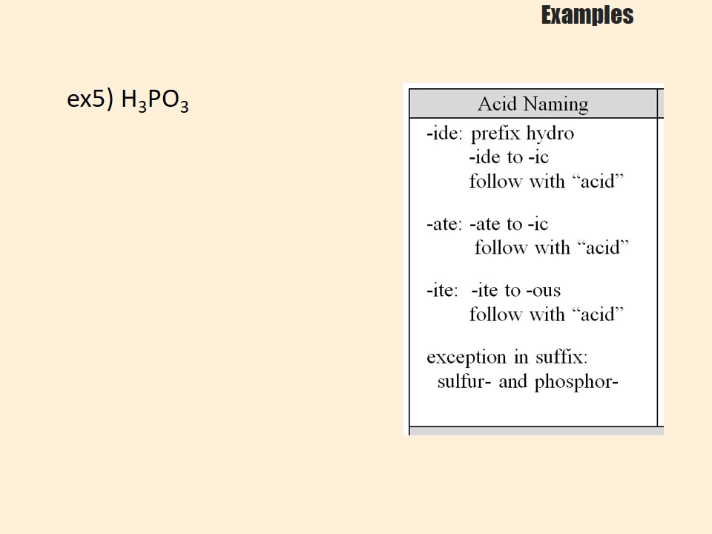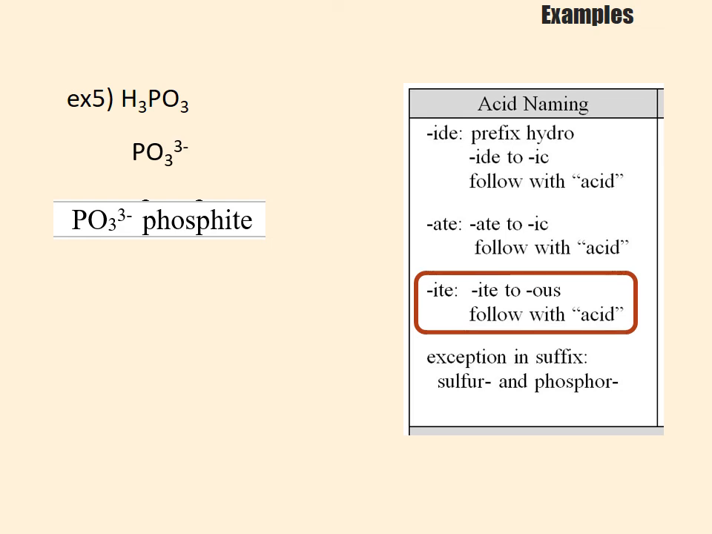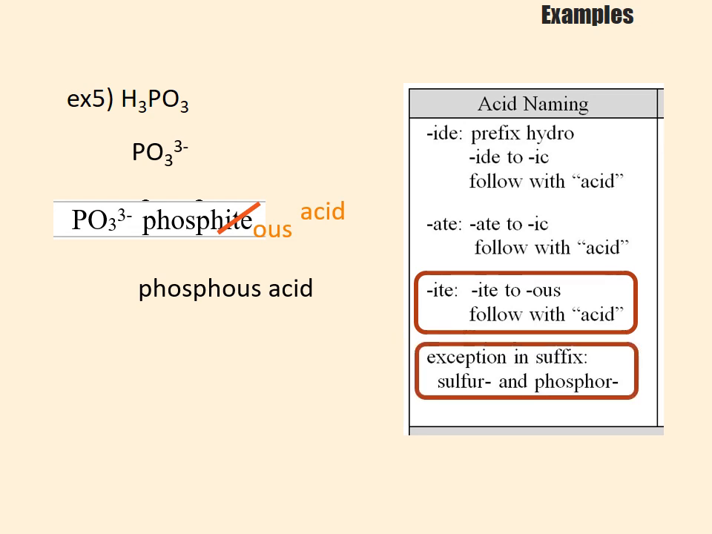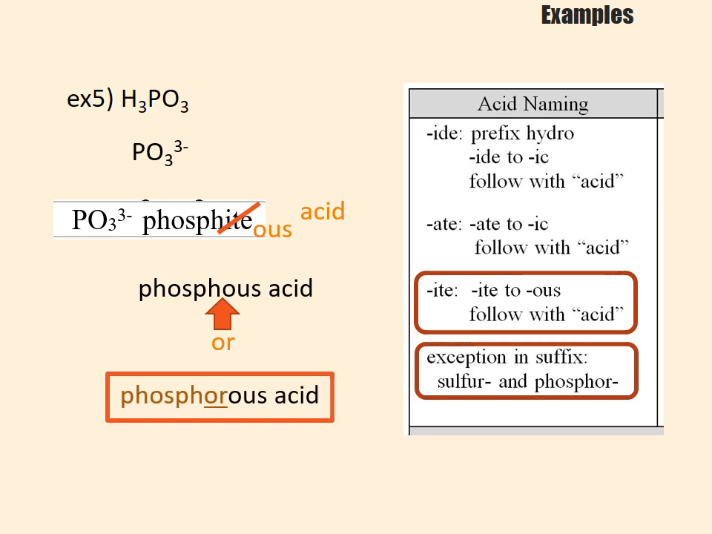Example 5, H3PO3. I have three hydrogens, so that means the PO3 has a 3- charge. When I look it up on my negative ions list, I find that it is called phosphite. Since I have an ite ending, I change ite to us and follow with acid. And that gives us phosphus acid. Oh, that again doesn't sound right. Oh, the exception in suffix. So I have to have an or added right after the phosph. And that gives me then phosphorus acid. Phosphorus acid. That sounds better.